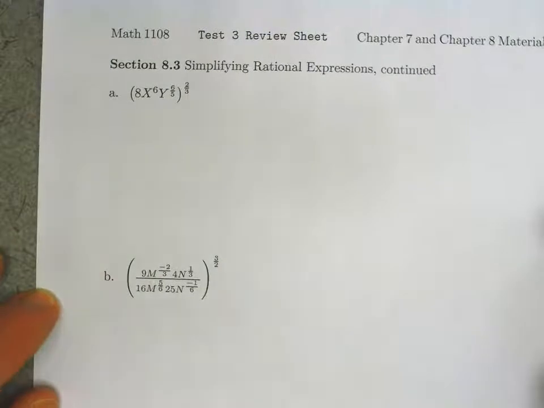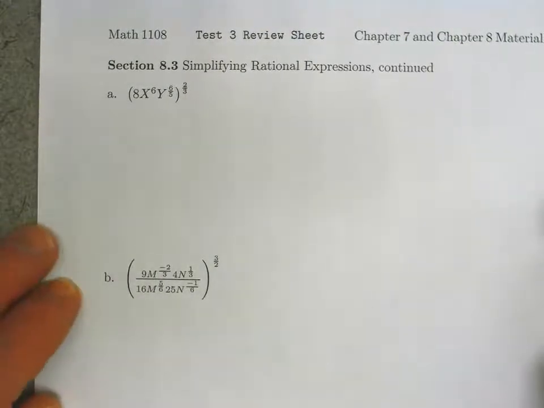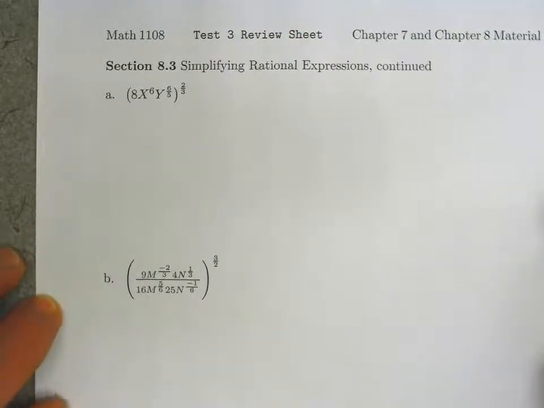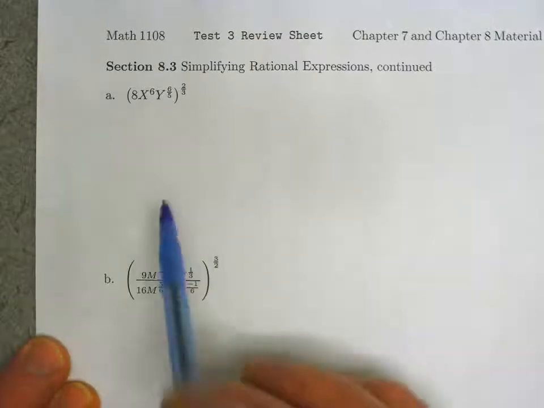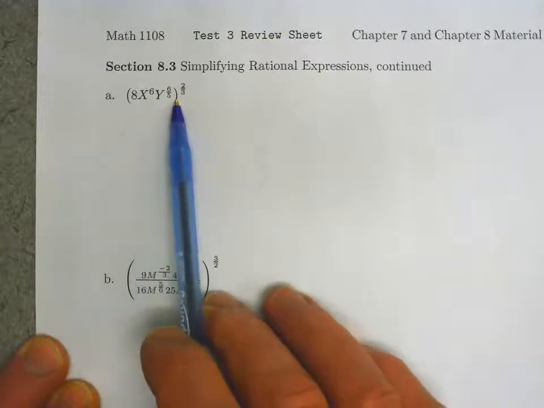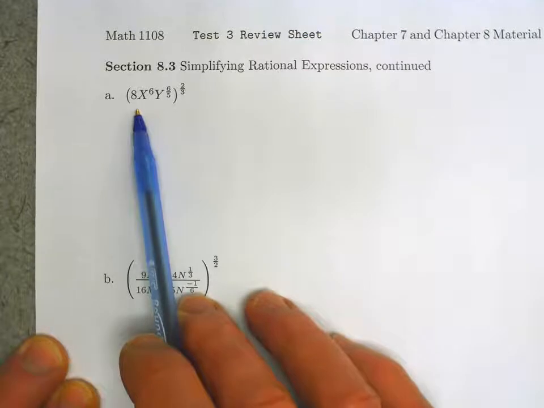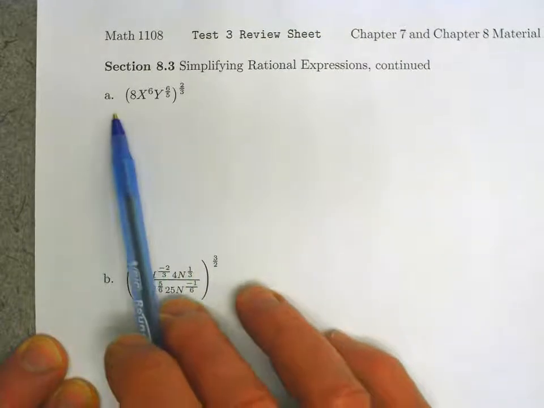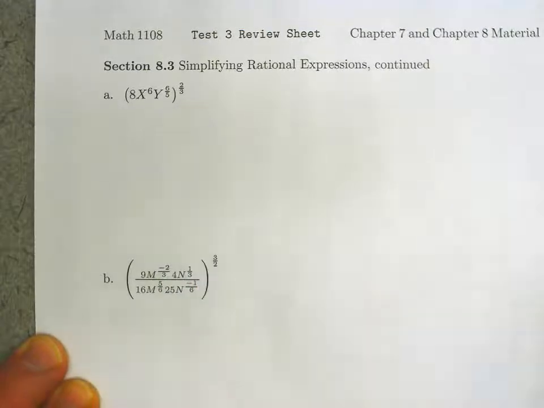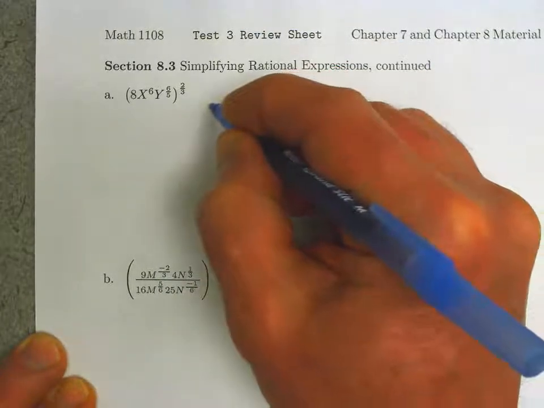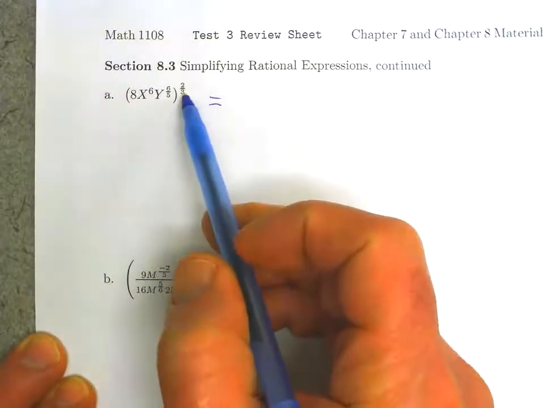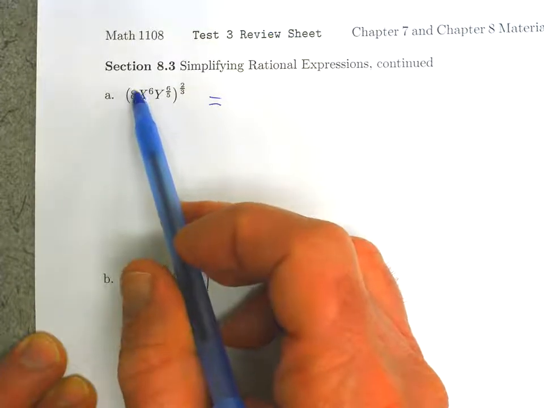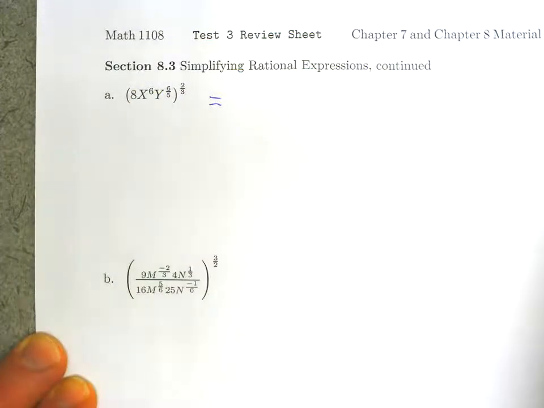Okay, so this is some more simplifying rational expressions. Okay, so we have in parentheses 8x to the 6th, y to the 6/5. This is all raised to the 2/3 power. So we're going to multiply the exponent 2/3 times each of the exponents on the factors on the inside.